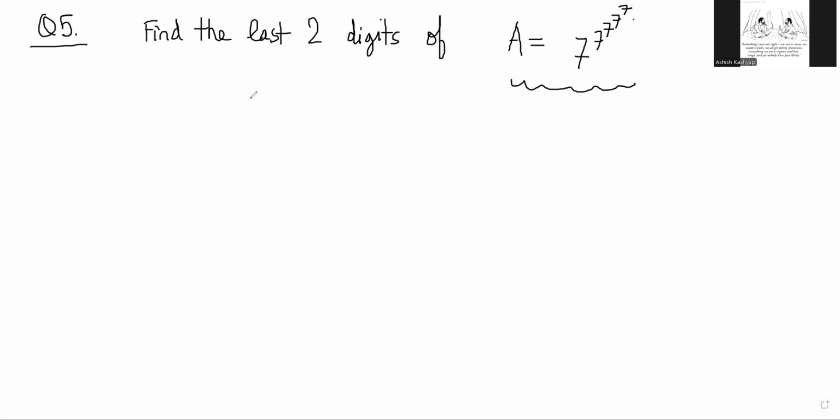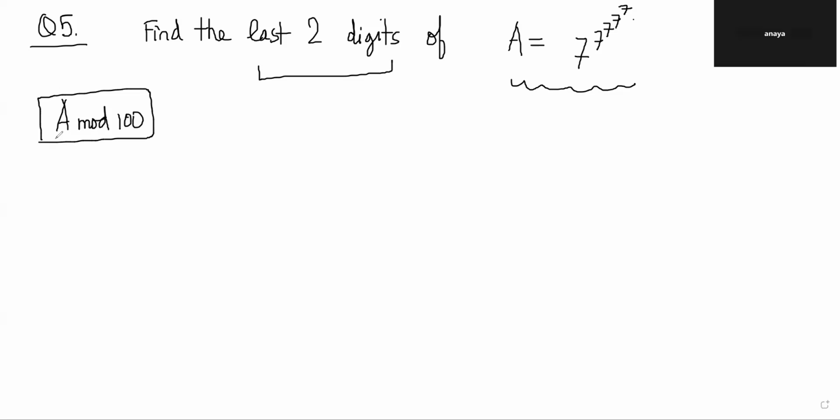By the way, you should know that whenever you have to find the last 2 digits of a number, we just need to find A mod 100, right? Anytime you have to find last 2 digits, it's basically finding the remainder when you divide by 100. Okay. So somehow we have to figure out this number mod 100, right?